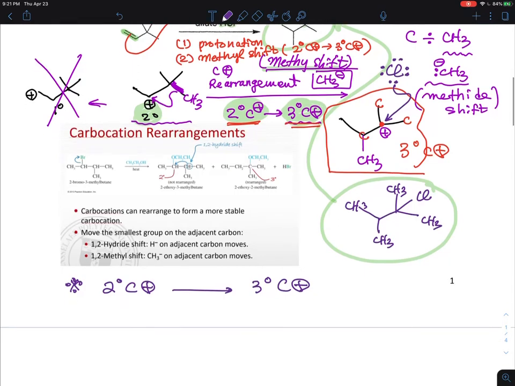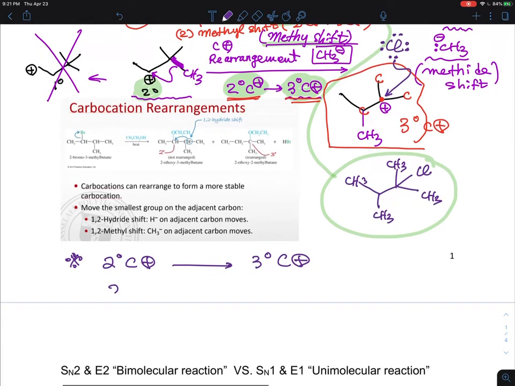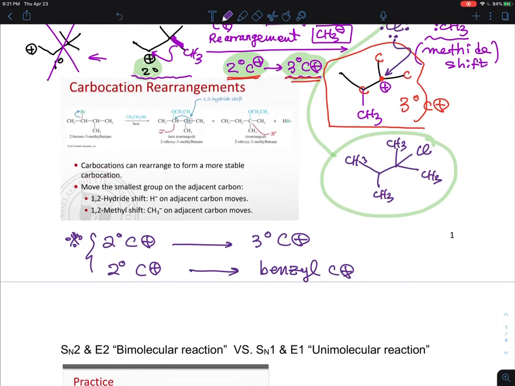And also the other idea is, if you have, let's say, a carbocation in the secondary position, have you heard about the benzyl carbocation? This is also a very, very stable carbocation. Have you heard about this? Benzyl carbocation?